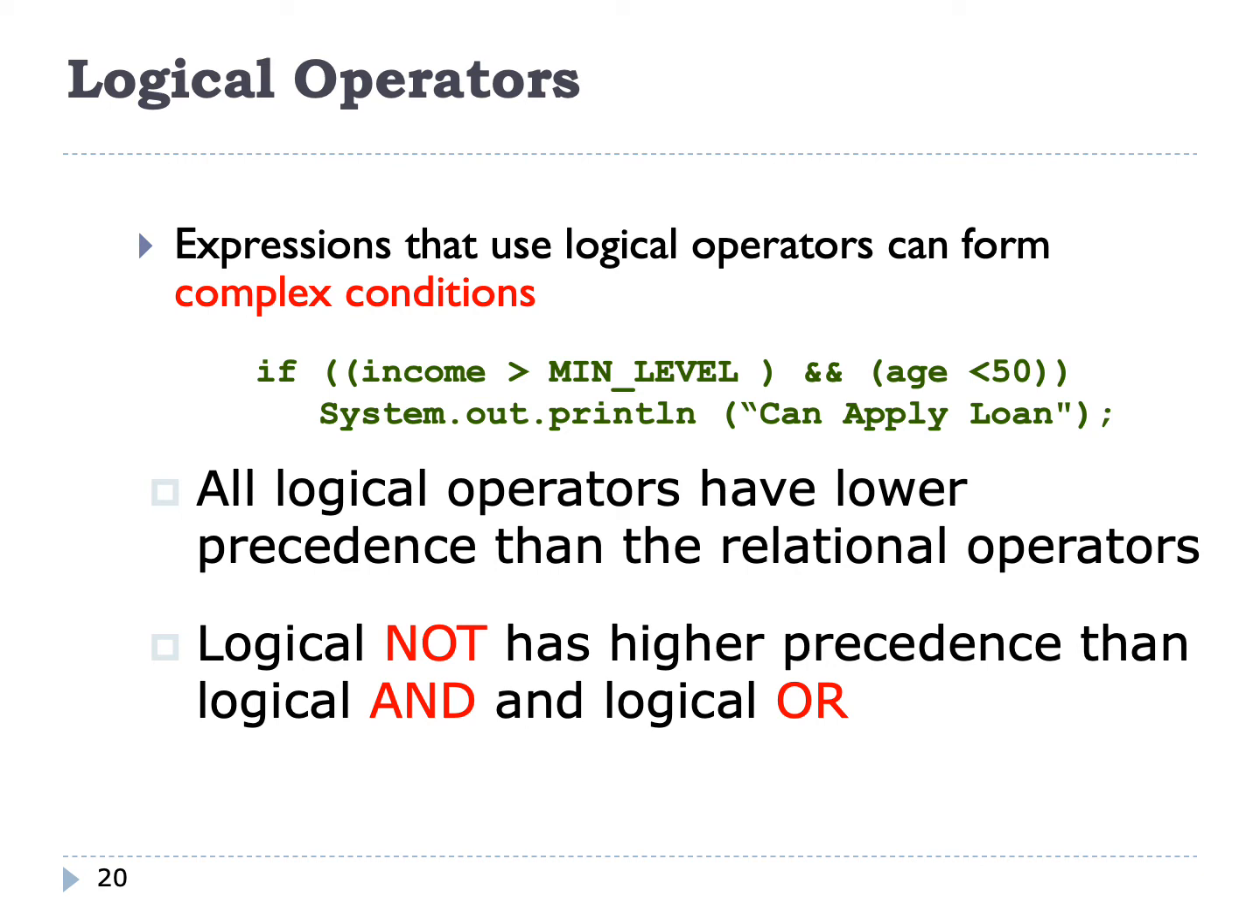All logical operators have lower precedence than the relational operators, meaning that we will do the relational or equality operators first before the logical operators. Logical NOT has higher precedence than logical AND and logical OR. We are going to look at NOT, AND, and OR in the next slide.